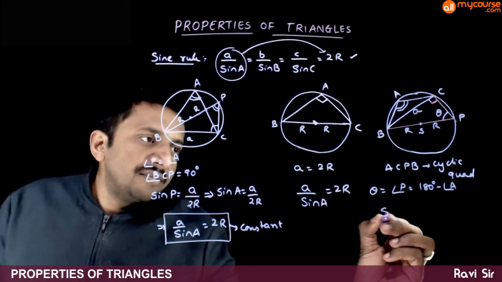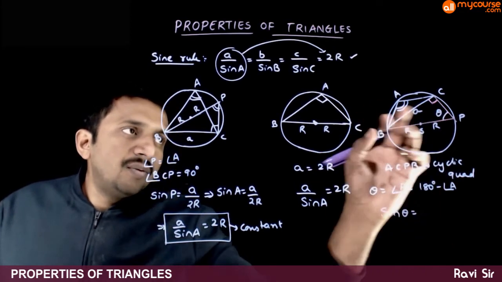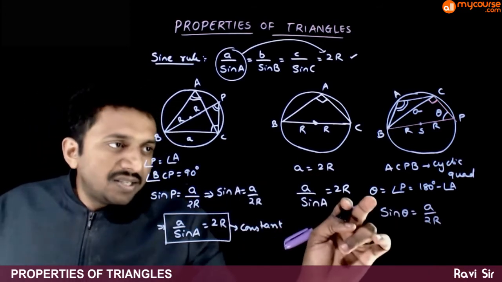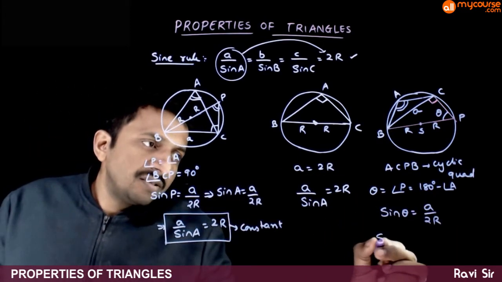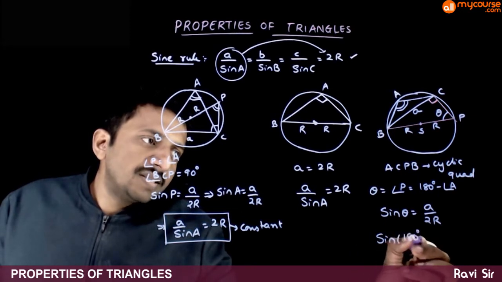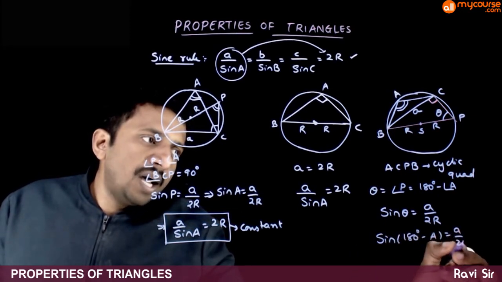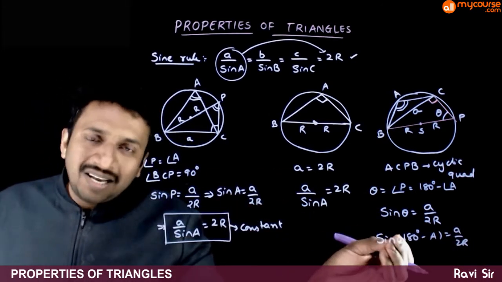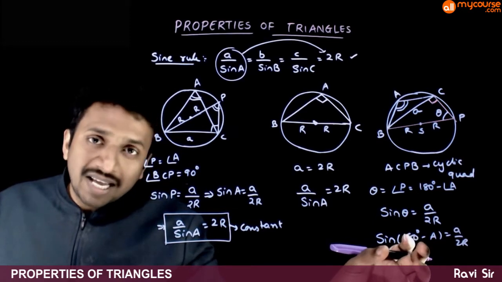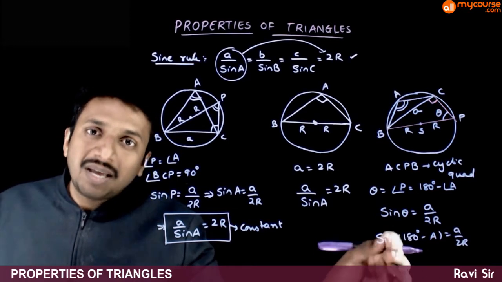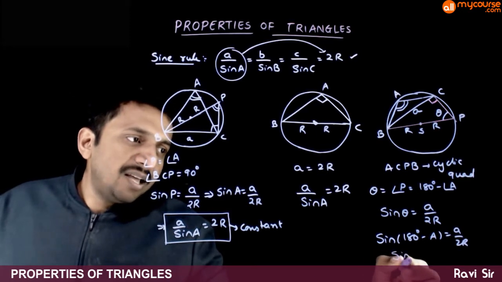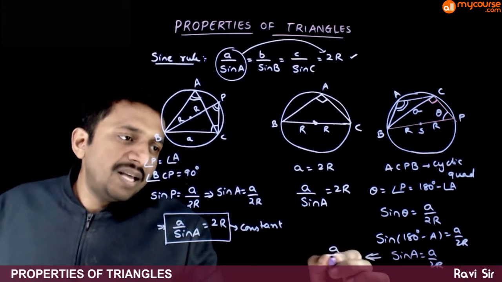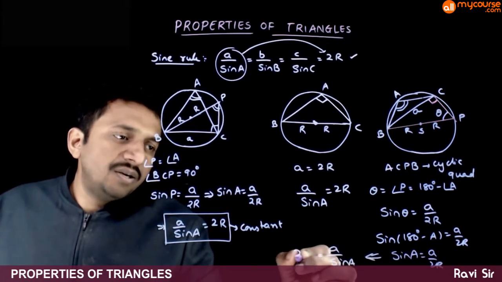So what is sine theta? Sine theta is equal to opposite side a by 2R. And what is theta? Theta is 180 minus A. So sine of 180 degrees minus A is equal to a by 2R. What is sine 180 minus A? It's nothing but sine A itself. This is 2 into 90, it's in the second quadrant and the number is even, so sine remains sine. So sine A is equal to a by 2R, and this implies a by sine A is equal to 2R.